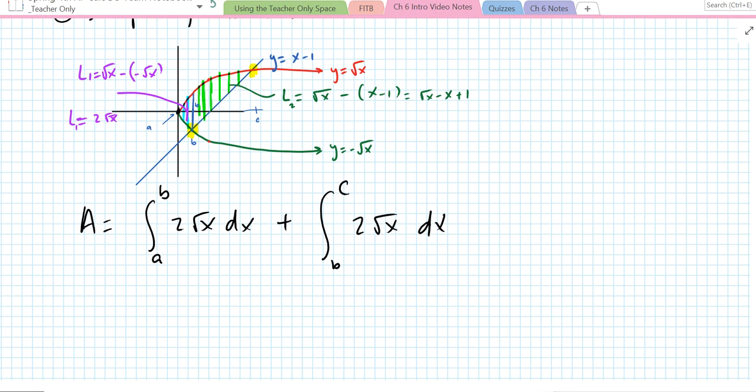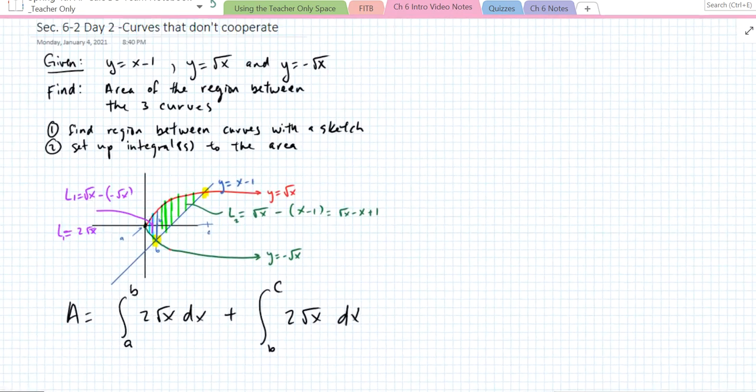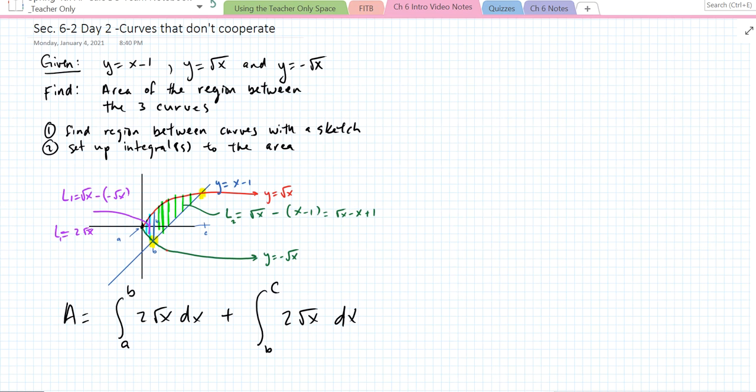And what you're going to see is that for this one, taking the integrals and doing cross-sections with respect to x do not make this problem easy. In fact, they make it difficult. So let's take another approach. If we look at this, could we rewrite this whole problem in terms of y?